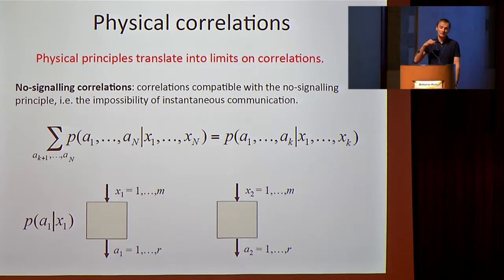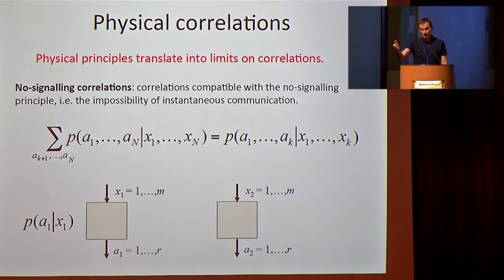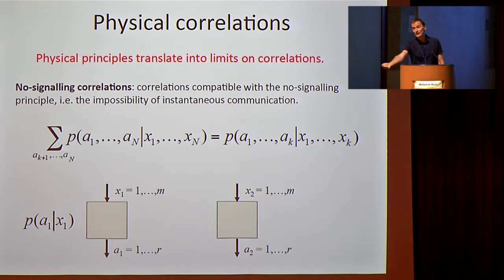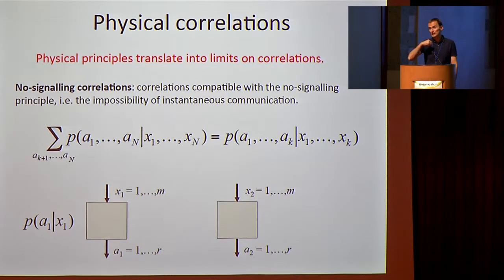Because if I want to send a 0, I press button 1. If I want to send a 1, I press button 2. And if with this action I'm able to modify what he sees, by looking at his box, he will be able to infer what I pressed. So this would be a way of communicating, and we could do this even faster than light. So these boxes can do whatever you want, but we assume that we cannot use them to make faster-than-light communication. This means that what I see cannot depend on this action.